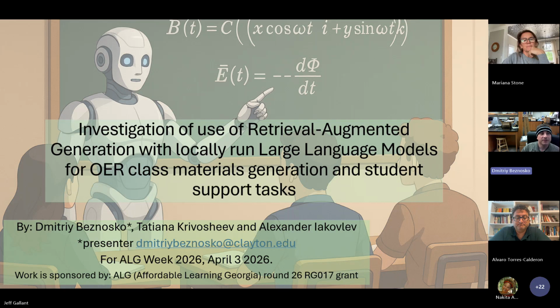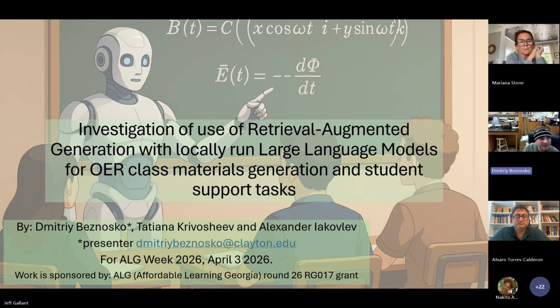So my name is Dmitry Beznosko. I'm here at Clayton State University, and I'm presenting this work done with my colleague Tatiana Krivashev here at the Chemistry and Physics department. It's one of those research grants that were just offered for the first time by the ALG. And this one focuses on instructors, right? I heard a lot of great presentations on how to help students, and this is a presentation on how to help us teach those students and support their learning.